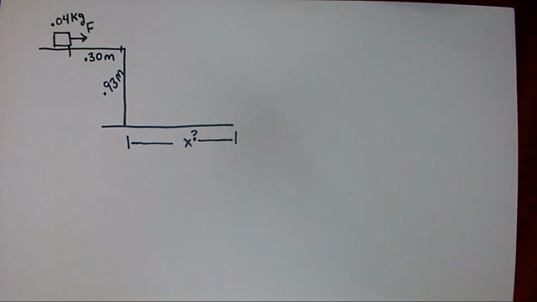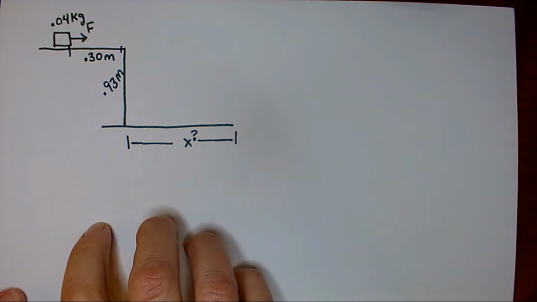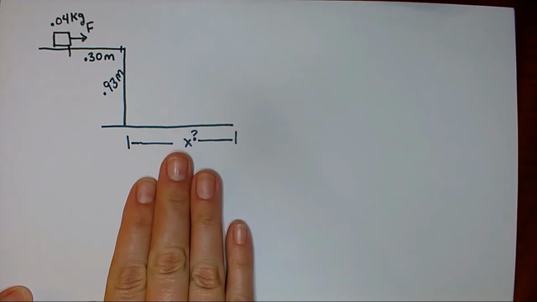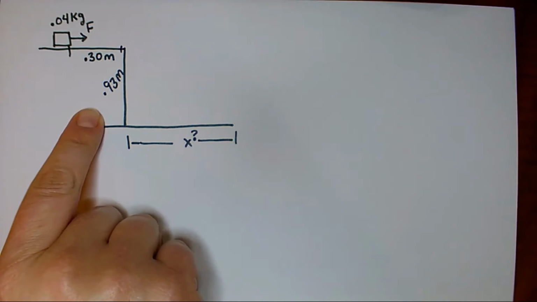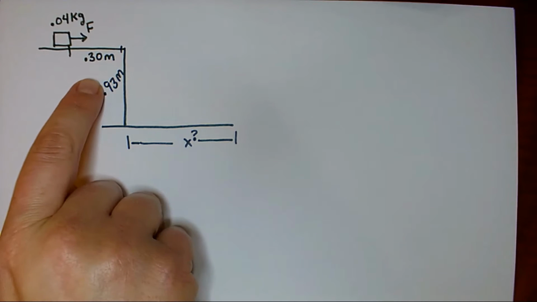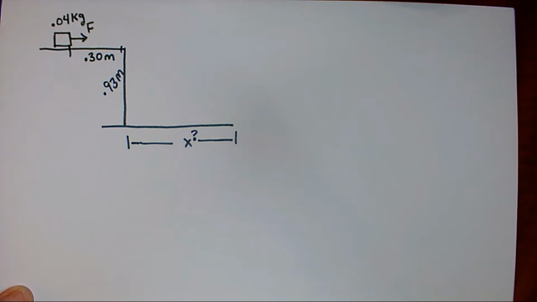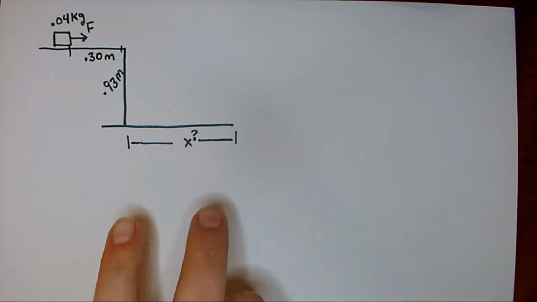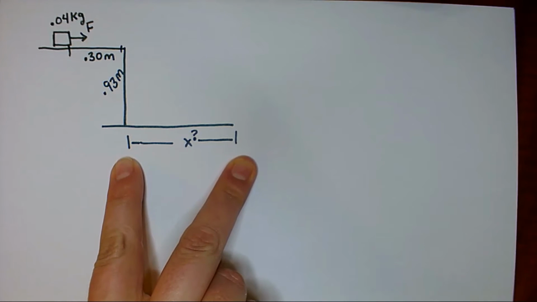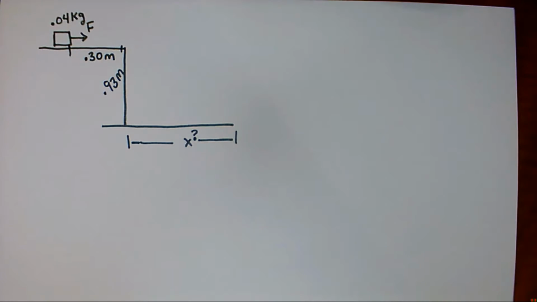I chose a problem like this because there are a lot of moving pieces. This is the diagram just with the stuff that's given. I already went ahead and converted all of the centimeters into meters, so 0.93 and 0.30. I also converted the 40 grams into kilograms, so make sure that you don't forget to convert. The goal here is to find the distance that it goes off the table.